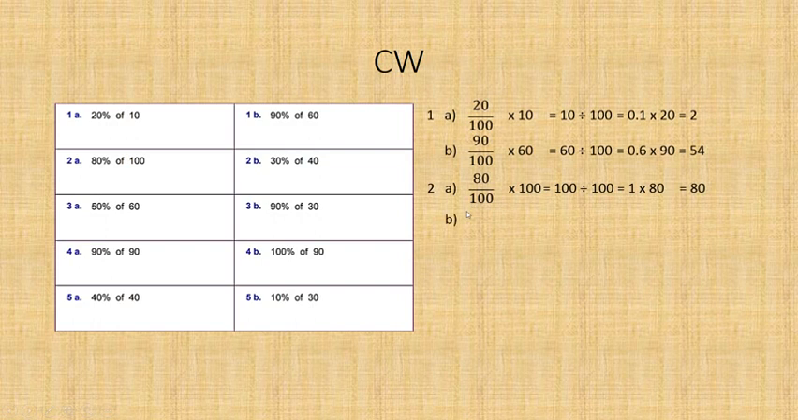Okay, 2B. 30% of 40, so it's going to be 30 over 100 times 40. And then take this number divided by the denominator, which is 40 divided by 100, and it's going to be 0.4. And take this 0.4 multiplied by 30, so it's going to be 12.